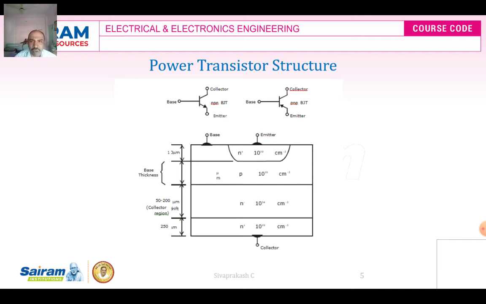That region is called the drift region. This layer is present only in the power BJT. It is not present in the ordinary signal transistor. Keep this point in your mind.